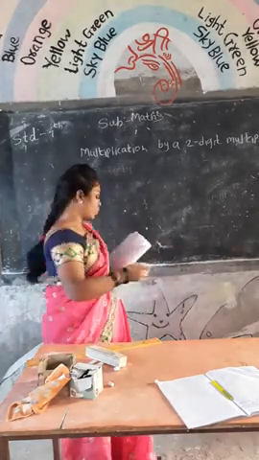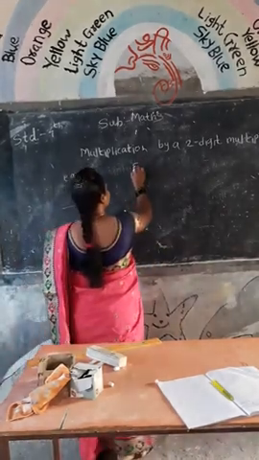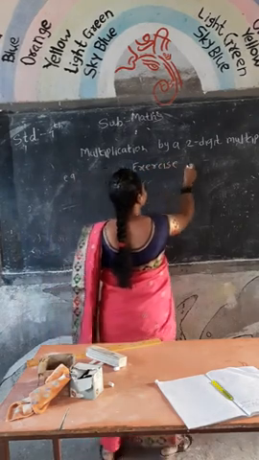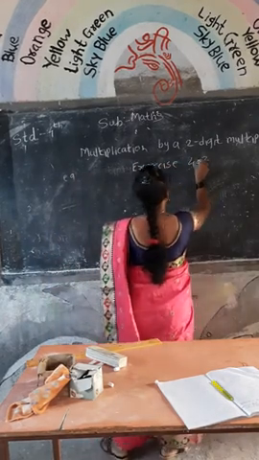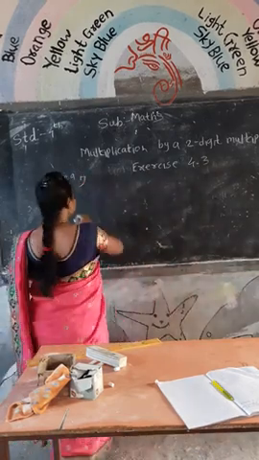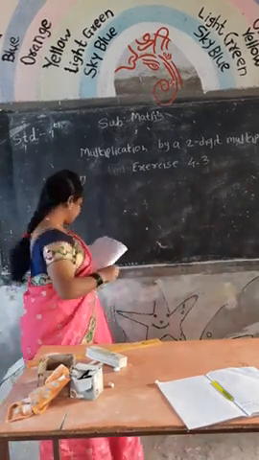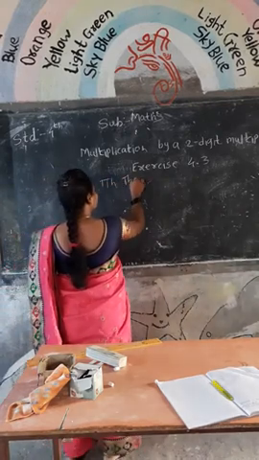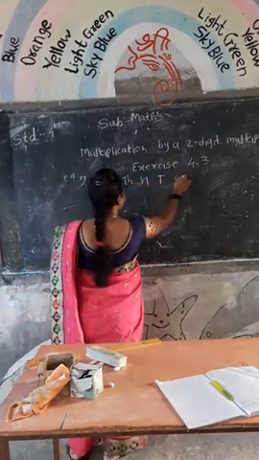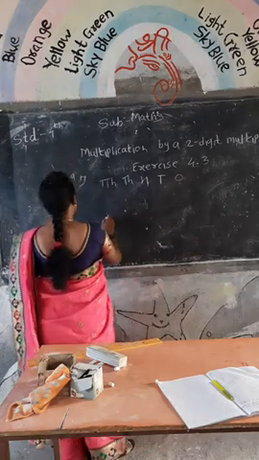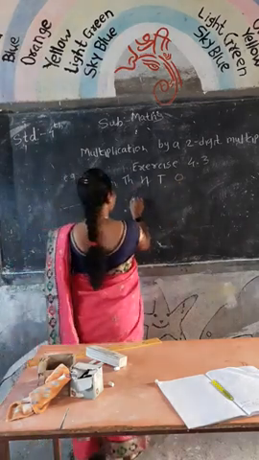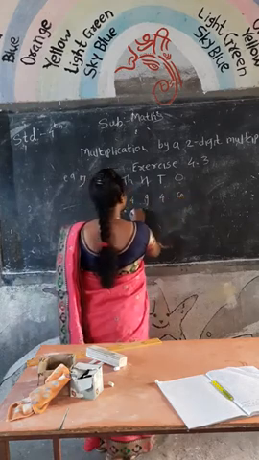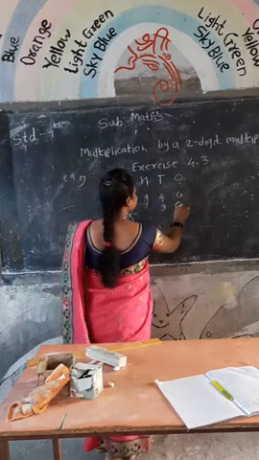Solve exercise 4.3. We solve some examples of this exercise. The first example is 10,000, 1,000, 100, tens and ones. This number is 4,946 multiplied by 36.